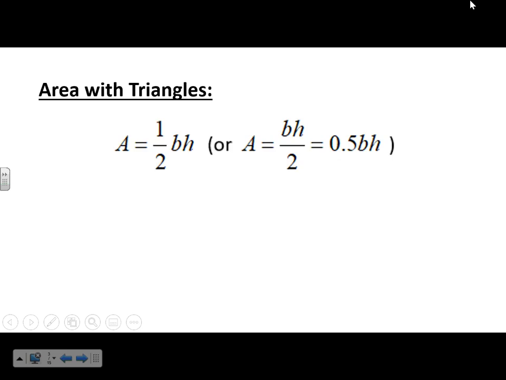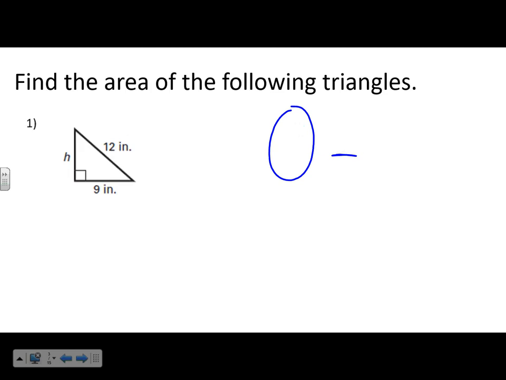So before we start, make sure you know the area of the triangle, the formula for that. It is 1/2 base times height. A couple other ways you could write it: base times height divided by 2, the same thing. Or obviously the 1/2 you could write as a decimal. If you're going to use a calculator, I would type it in as 0.5. But we're mainly going to say 1/2 base times height, but any of those will work.